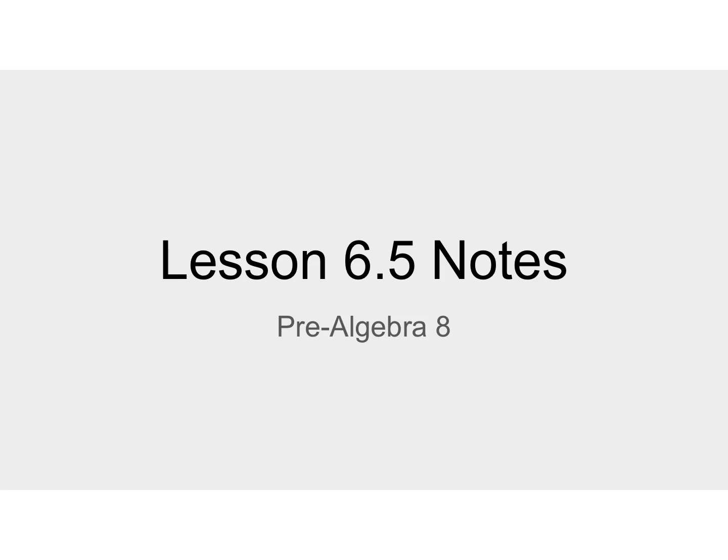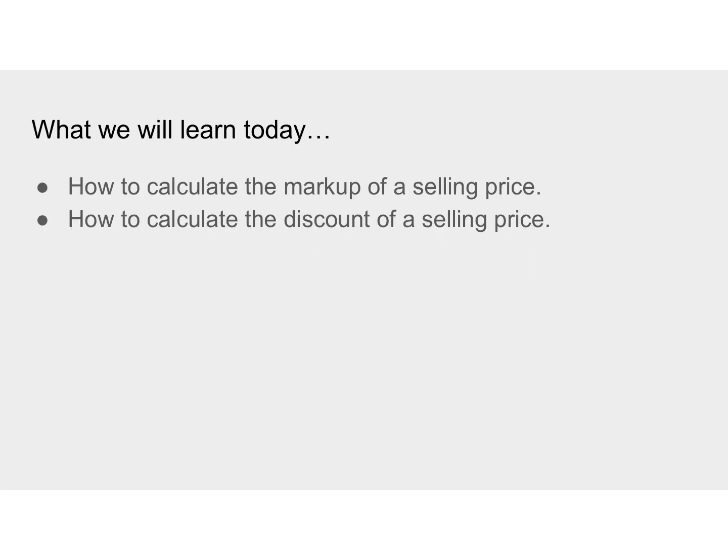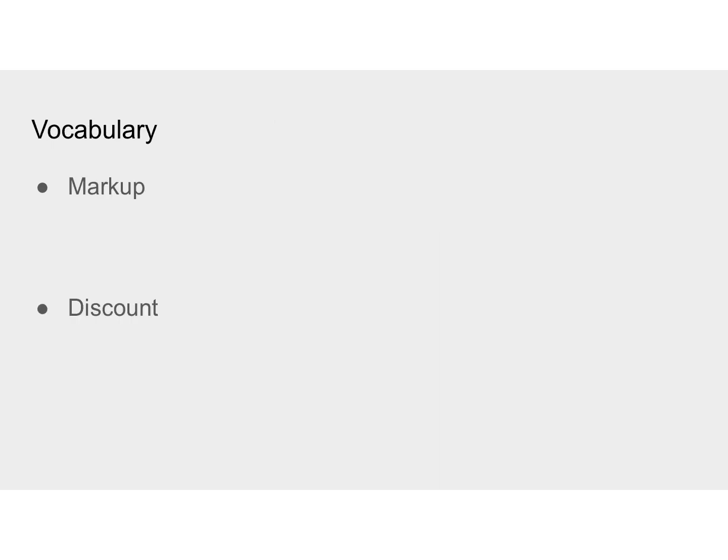So lesson 6.5 is all about discount and markup. We're going to learn how to determine the final selling price, whether the price is being marked up or being discounted. So for markup, what does markup mean? If someone marks up a price, the price goes up, right? So everyone write price goes up, so they can make a profit off of it. And then put addition.